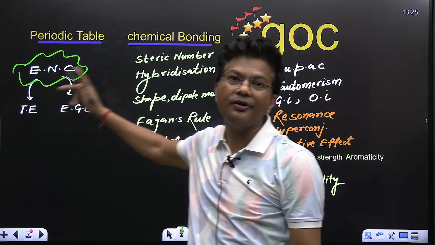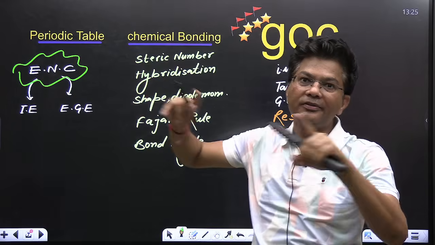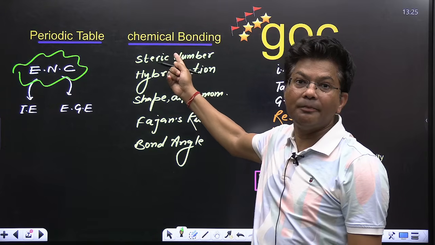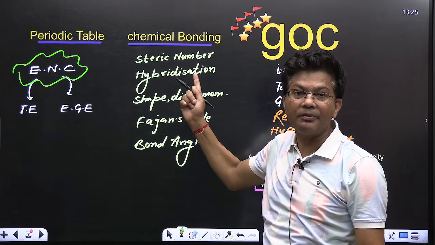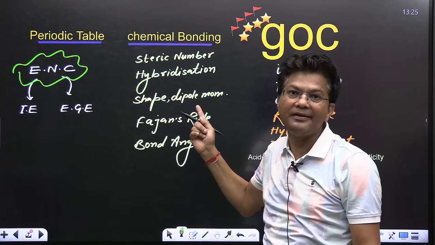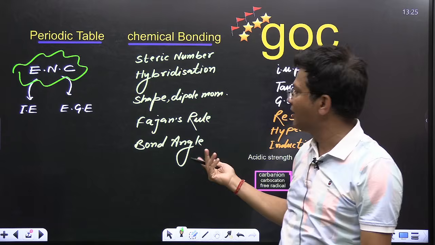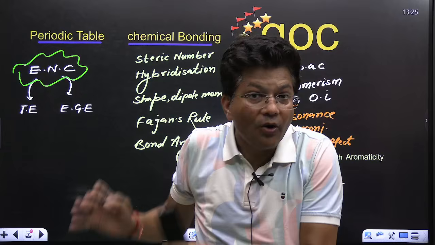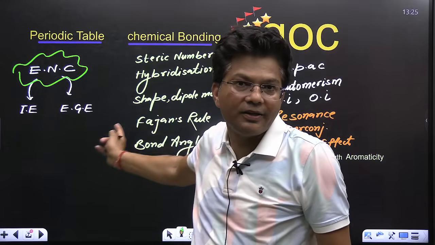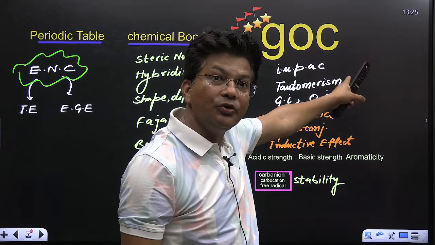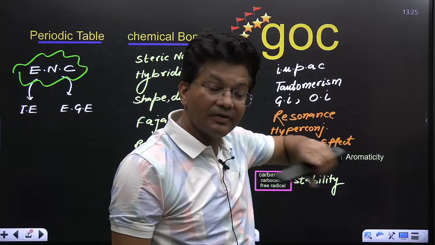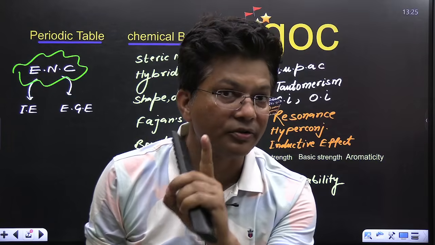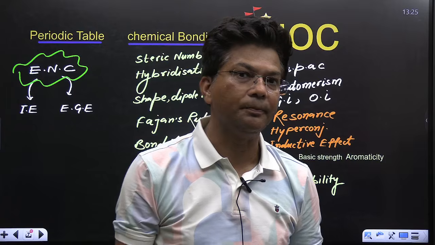Once this is clear, come to the steric number. Once the periodic table is clear, come to chemical bonding: steric number, then hybridization, then shape, then dipole moment, and then Fajan's rule and bond angle. Sorted. Once you have done these two things, then only go to GOC, organic chemistry. This is a sequence which holds a whole lot of weightage, my dear students. Remember, the sequence will play a very, very important role.